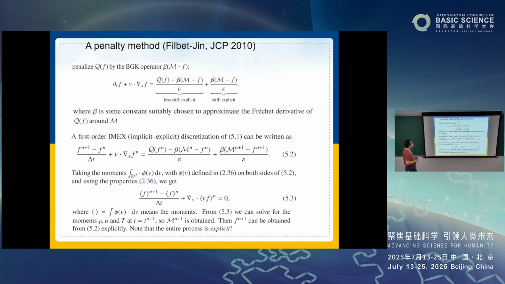We penalize this Boltzmann collision operator Q divided by epsilon by a simpler operator. It's called the BGK operator, right? So the BGK operator, essentially M is the local Maxwellian. So it's the local Maxwellian minus f. I penalize, subtract this term and add this term. So if I take a suitable constant beta, then it turns out there's some cancellation effect between these two.